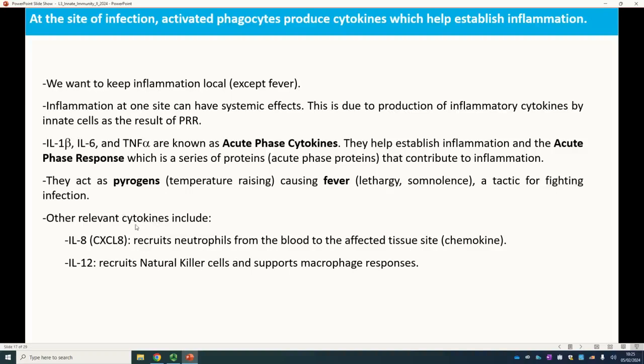We then have the other two cytokines that were shown on that slide. So we've got CXCL8, which is that chemokine, which is important for recruiting neutrophils.